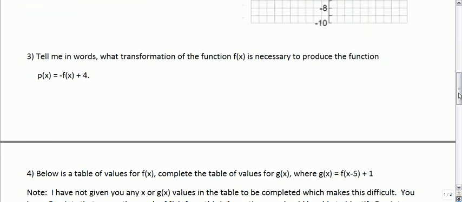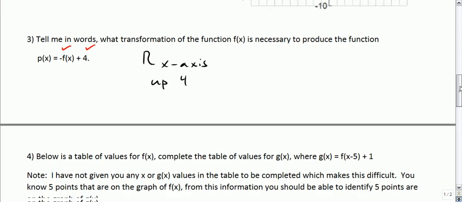Okay, next one. Tell me in words what transformations were necessary. So I see that -f of x, and I see that +4. So I'm looking at a reflection over the x-axis, that's the -f of x. And then I'm looking for up 4. I'm not really concerned with the order there, although that one certainly does matter. The reflection over the x-axis came first, and then it was followed by up 4. But I'm just looking for you to tell me what happened. Just look at it, examine what happened.